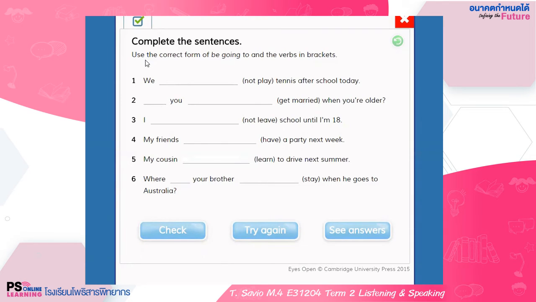Complete the sentences. Use the correct form of be going to and the verbs in brackets. These are the verbs: not play, get married, not leave, have, learn, and stay. Number 1, not play. So, we aren't going to play. We aren't going to play tennis after school today.